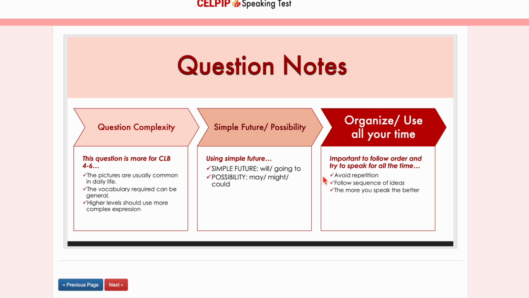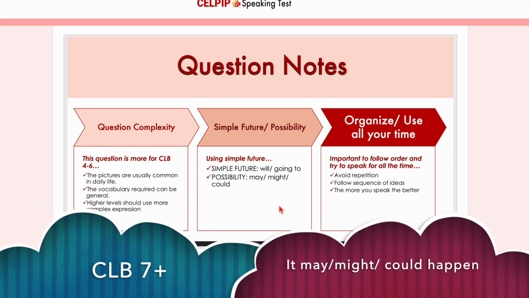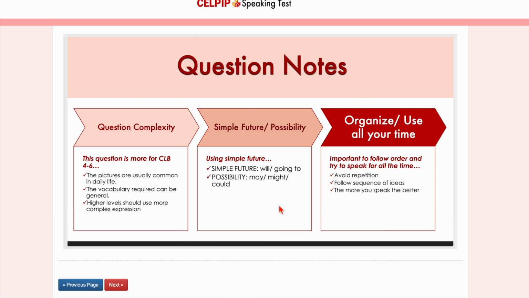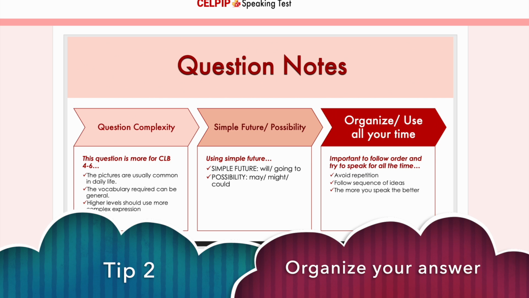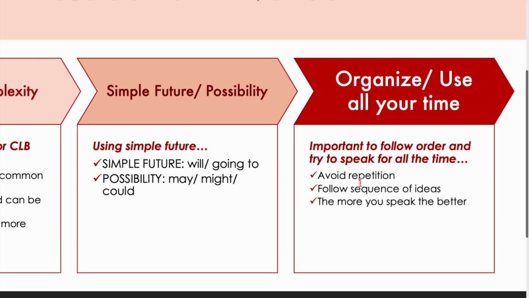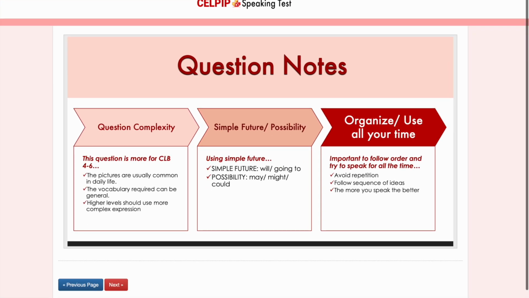Also, if you can, higher levels, we can use may or might. It might happen tomorrow. It may happen. Or it could happen. So that's something that higher levels could do. Also, we are going to be looking at organizing our answer, okay? We want to avoid repeating ideas. We want to sequence ideas, okay? And very important, we want to give a complete answer in 1 minute. And we are going to be focusing on that.